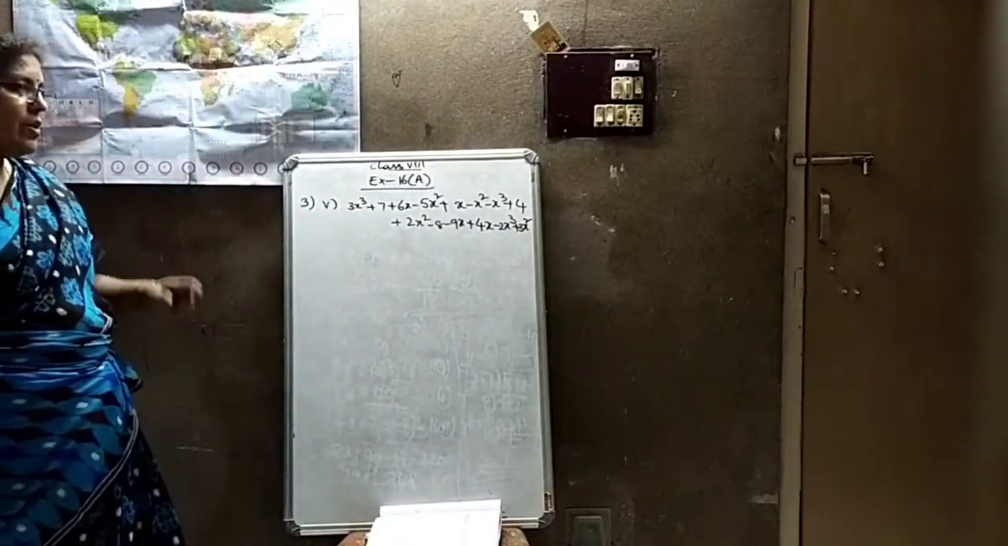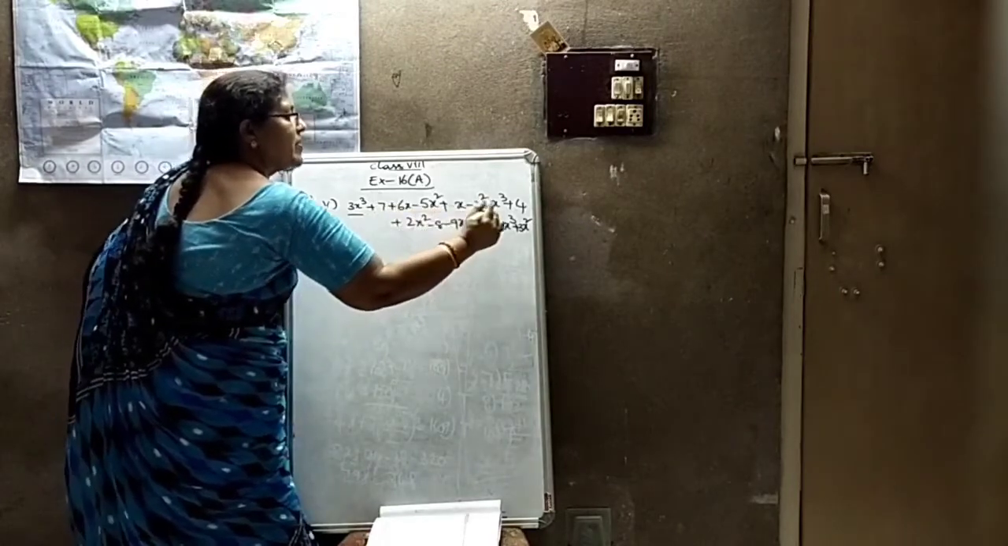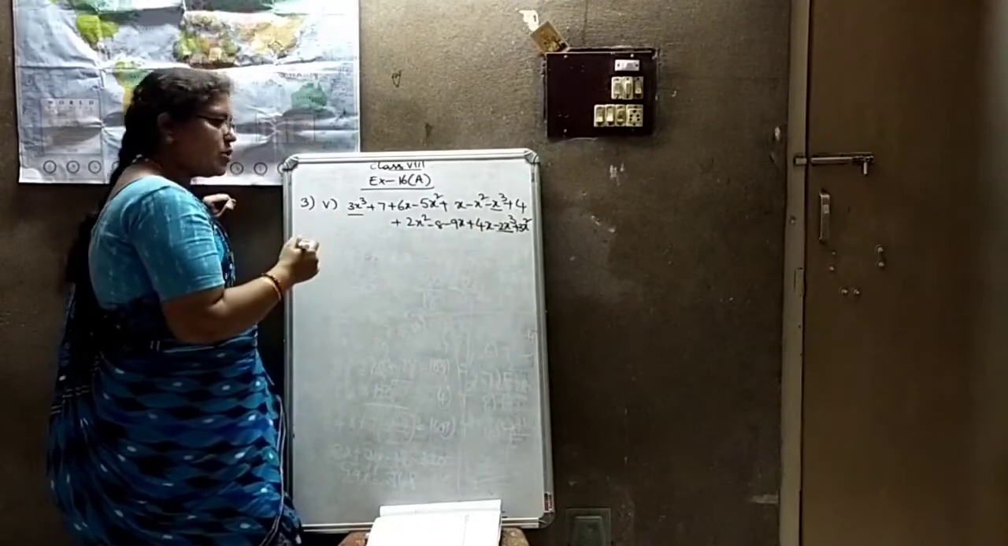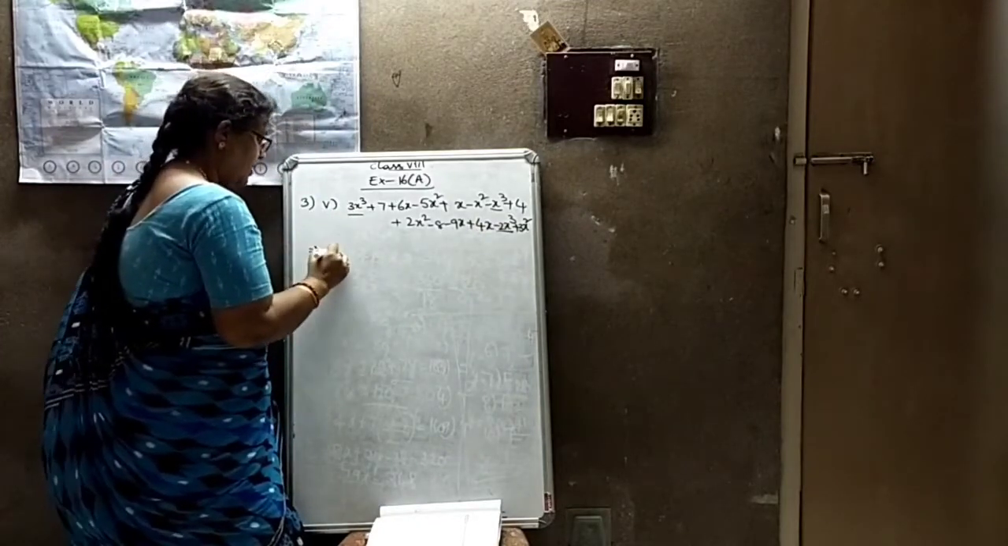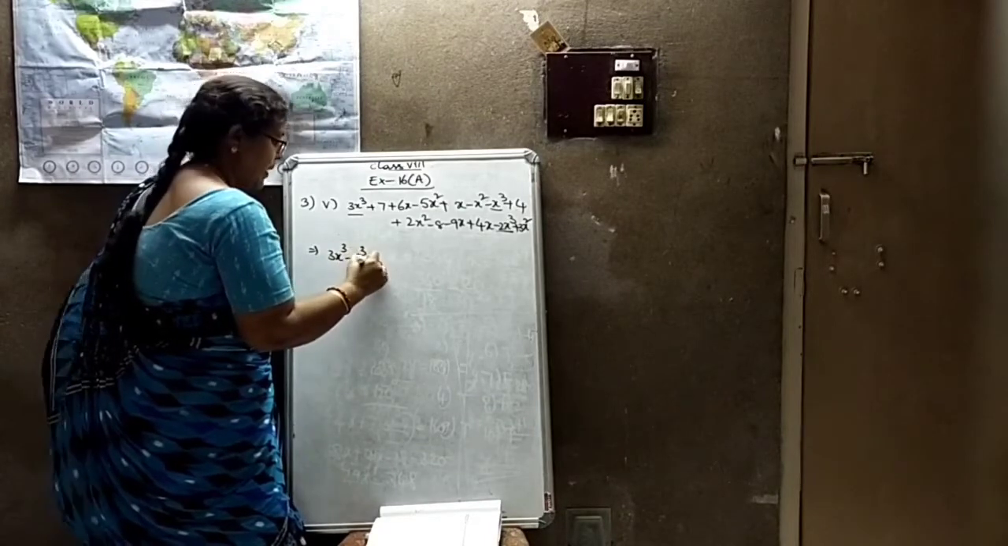Now in this, all the like terms you gather. X cube. You observe the powers. Here x cube. Here x cube. All x cube terms you write. 3x cube minus x cube minus 2x.